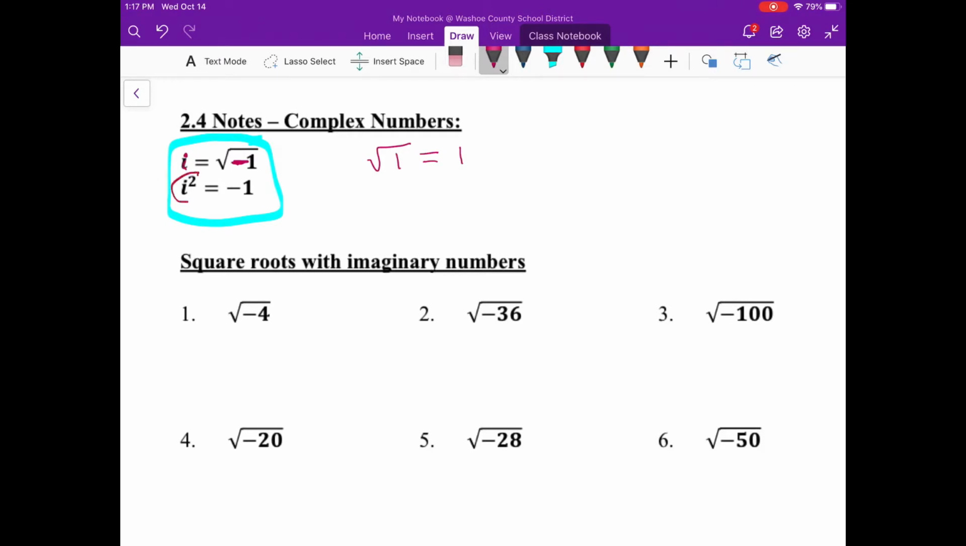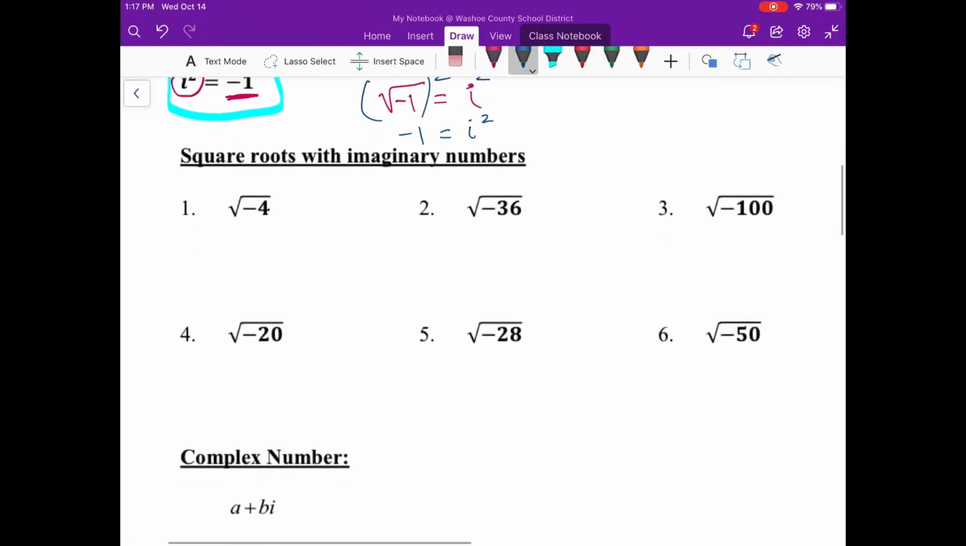The next property you need to know is anytime you see i squared, that's going to equal -1. And here's why that works. So if the square root of -1 is the same thing as i, if I take that and square it, what happens when I square a square root is I just end up with the number on the inside. So that's why i squared is going to equal -1. So just keep that property in mind as we go through.